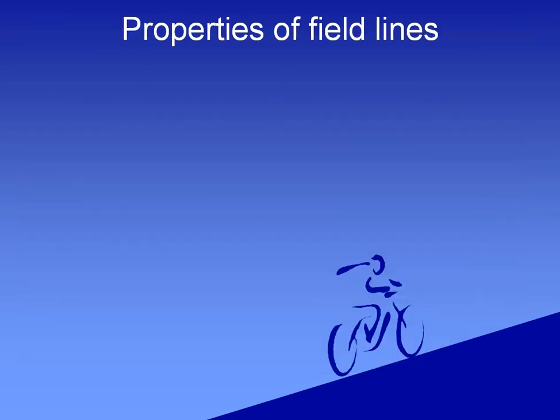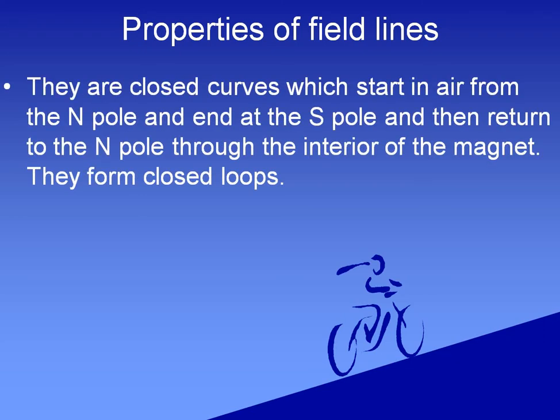Okay. Now we will discuss properties of field lines. So first property, already we discussed. They are closed curves which start in air from the North Pole and end at the South Pole, and then return to the North Pole through the interior of the magnet. Okay, so outside the magnet it is from North Pole to South Pole, and inside it is from South to North. Okay, is it clear?